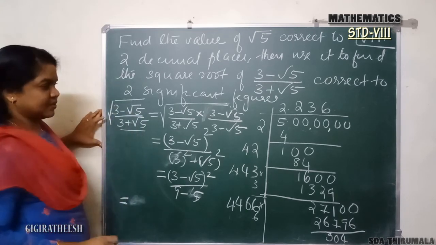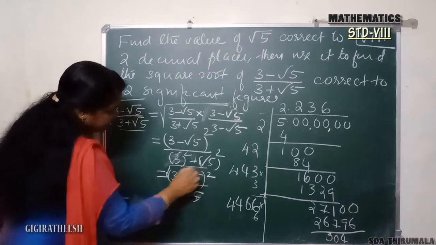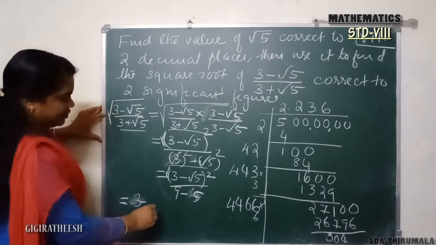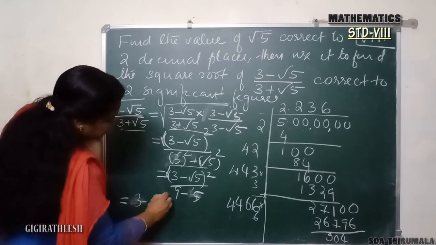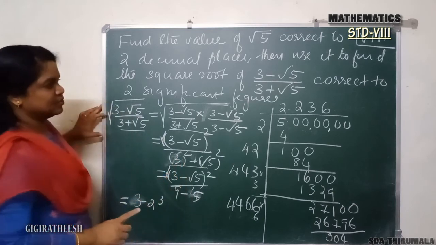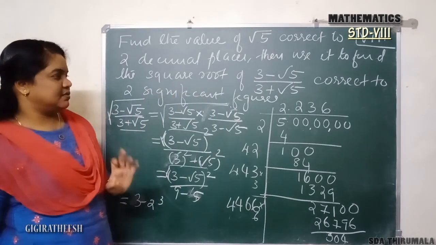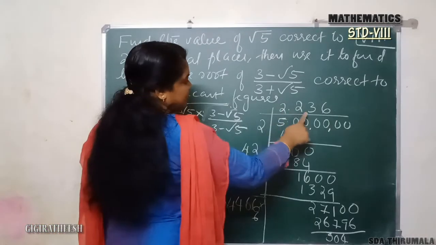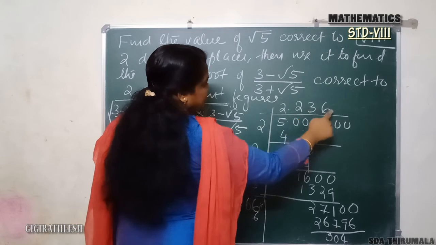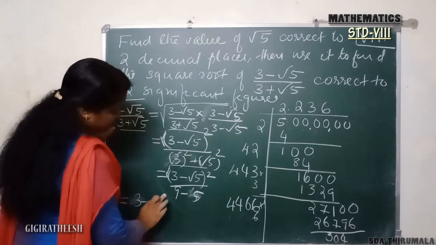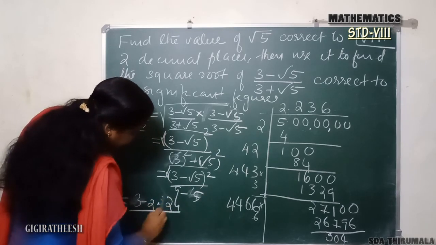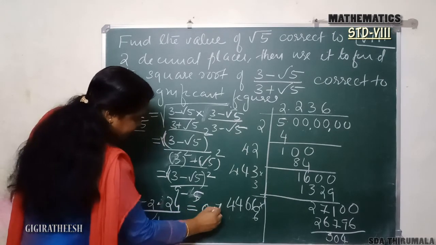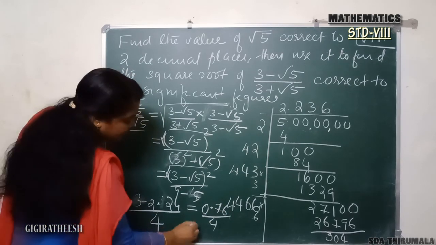So we get (3 minus root 5) whole square by 4. What is the value of root 5? Root 5 is equal to 2.236, and we need 2 significant figures. Significant figures means the number of digits in it, so 2.23, and rounding up, we take 2.24. Then 3 minus 2.24 divided by 4 is 0.76 divided by 4, and we get the answer 0.38.